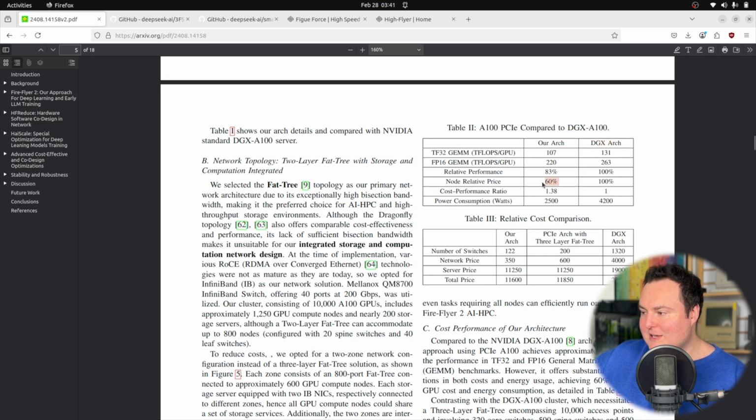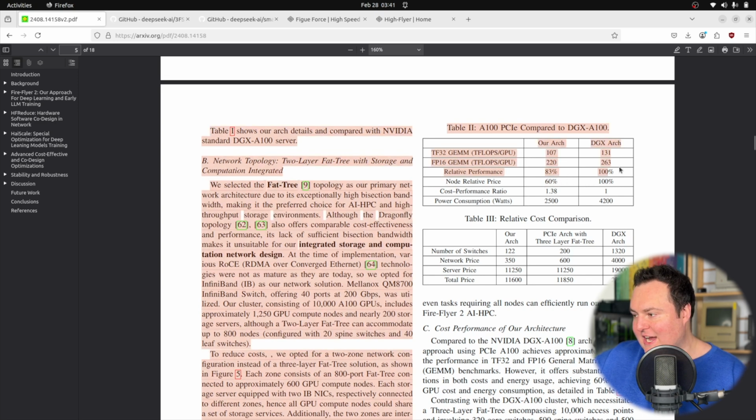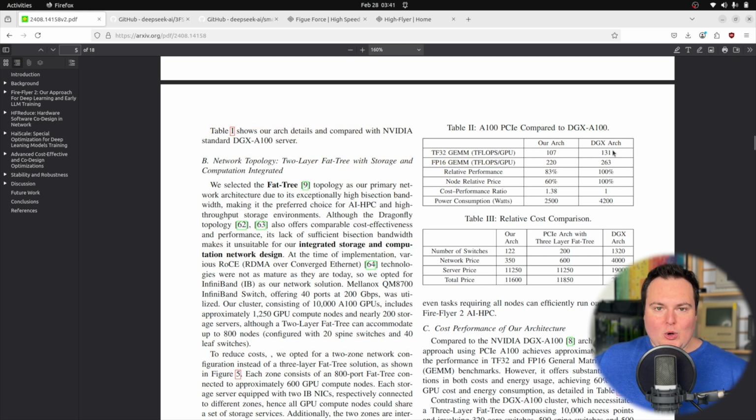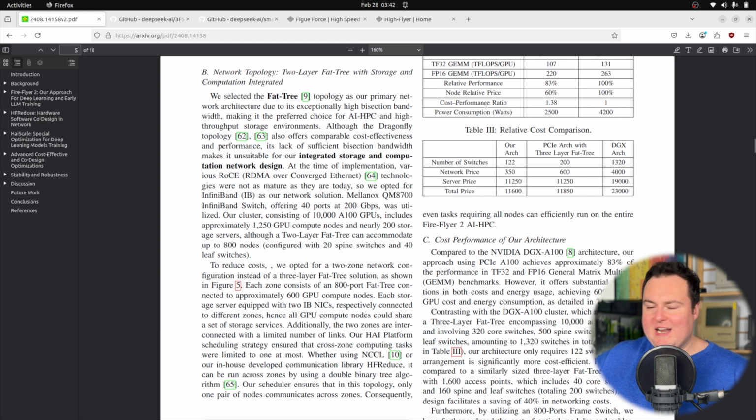However, it was 60% of the cost of the DGX cluster. So, of course, it wasn't directly as performant. However, if you factor in the actual cost and everything like that, it was more efficient. And they talk about emissions and greenhouse gases and things like that here, which is kind of interesting.